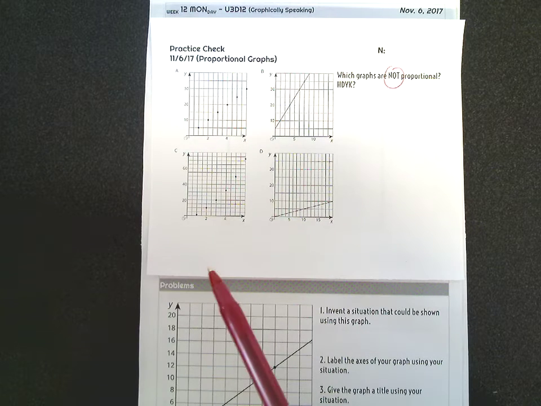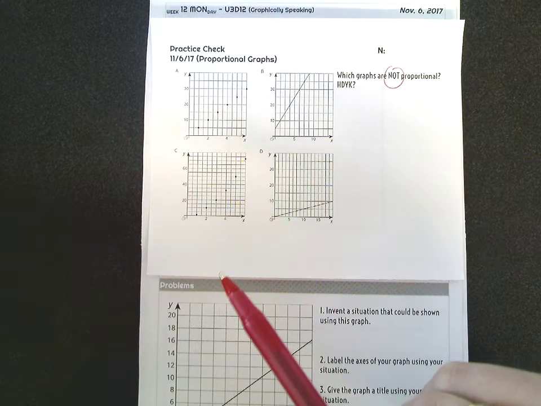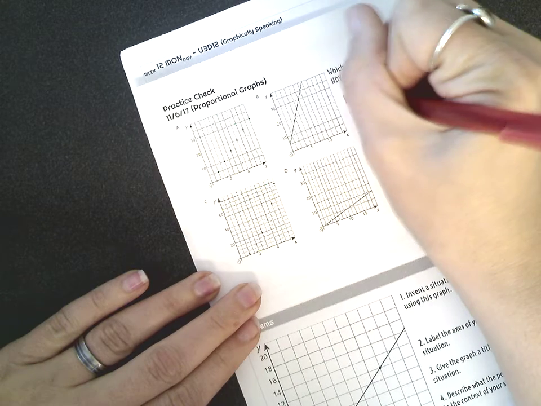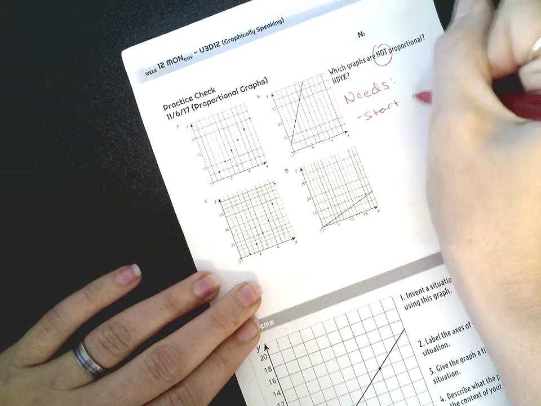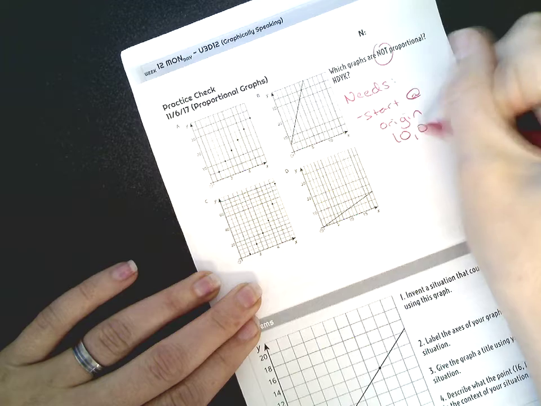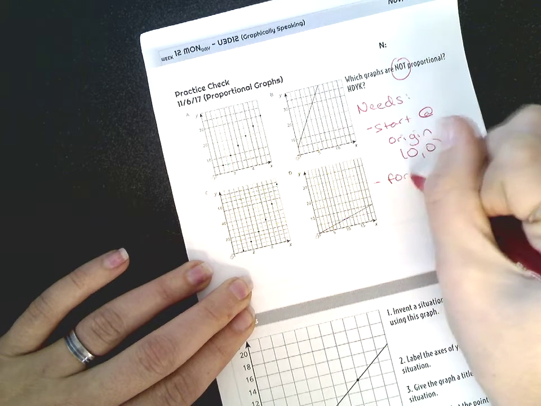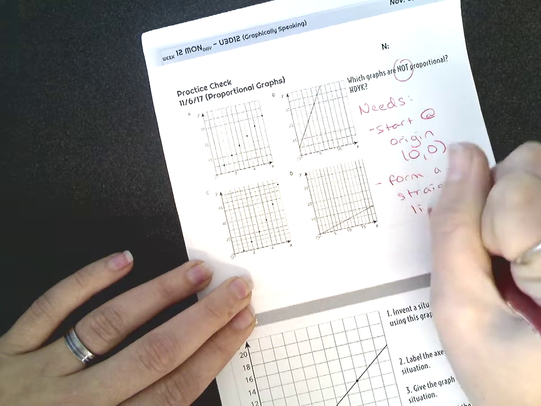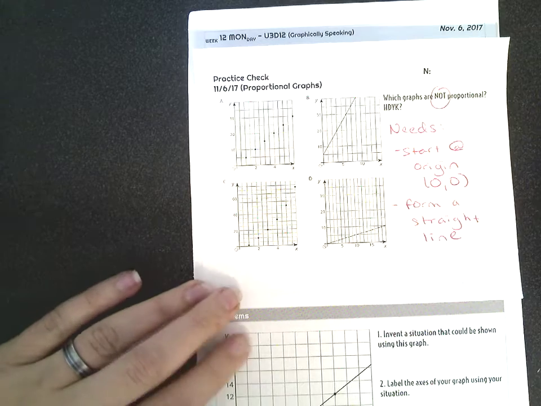And what I heard from a lot of people during the homework check, as we were looking through people's revisions, was that it needs to do two things mostly. A proportional graph needs to start at the origin, not the origin, like some people said, the origin, which is 0, 0, and it needs to form a straight line. So if we know those two things, then we should be able to rule some stuff out.